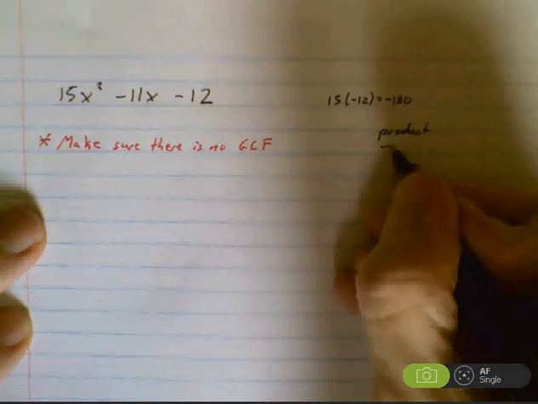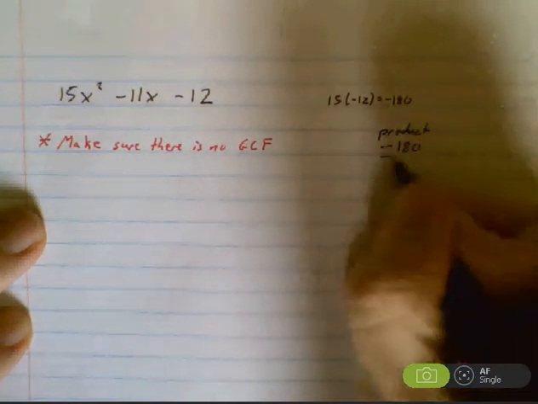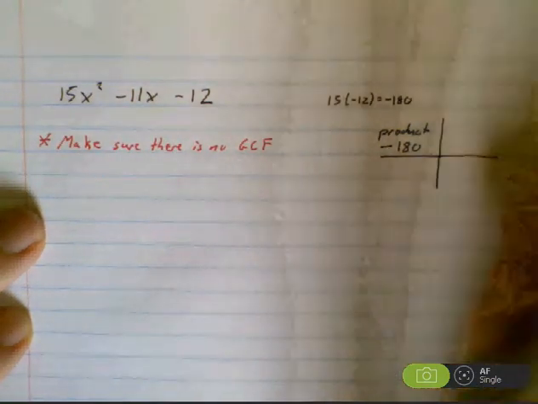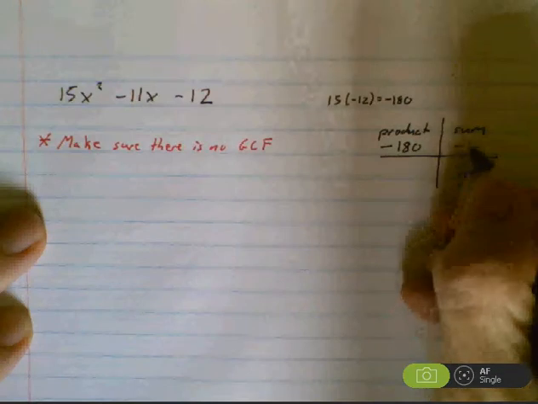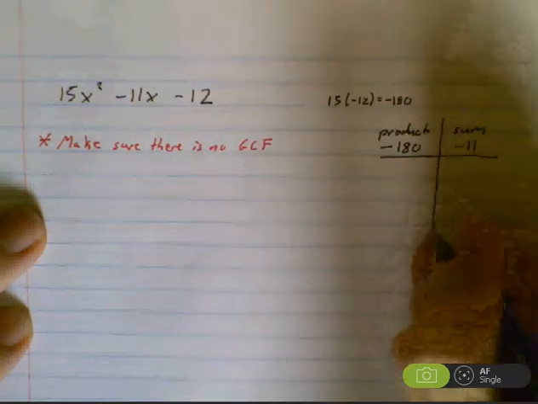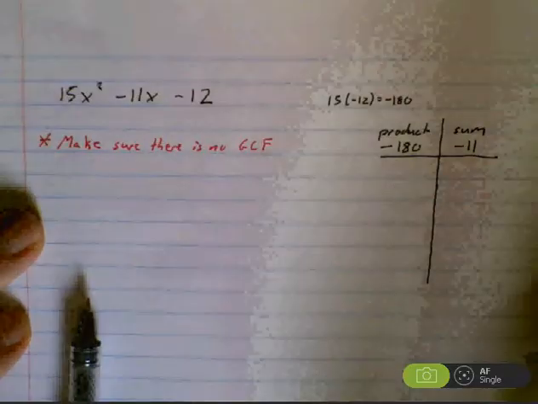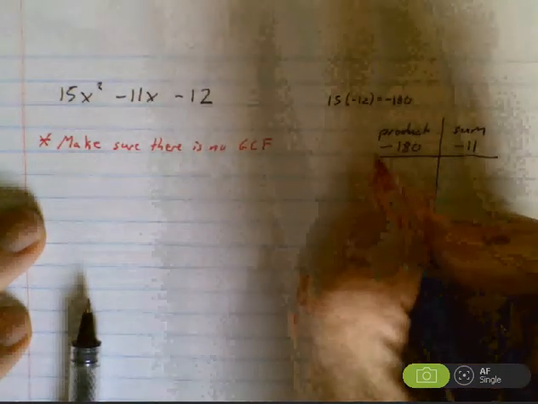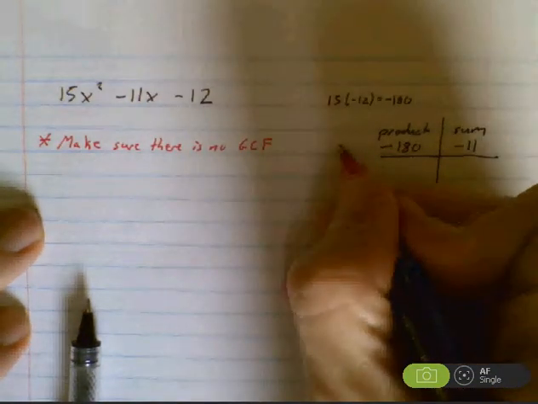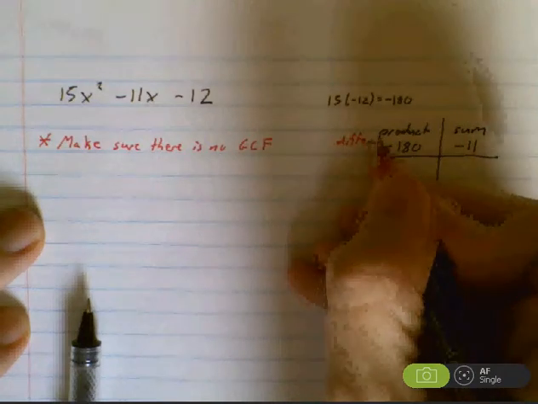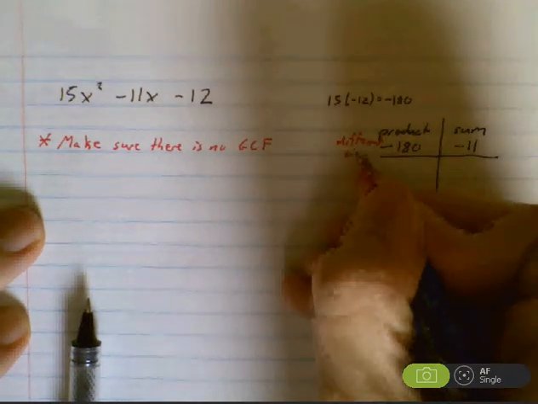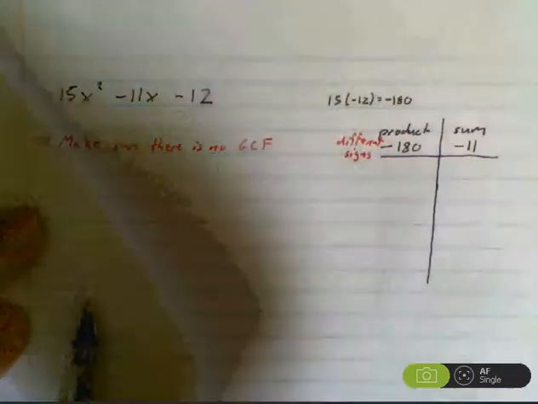Now this time, the product is negative. So that means that the two numbers will have different signs. So when we add the two numbers, we're going to be adding a positive and a negative. So we'll actually be looking for the difference of the two numbers. So let's start looking. It could be 1 times 180. It's 181. That's far off. We can see that we're going to have to go way down the list.